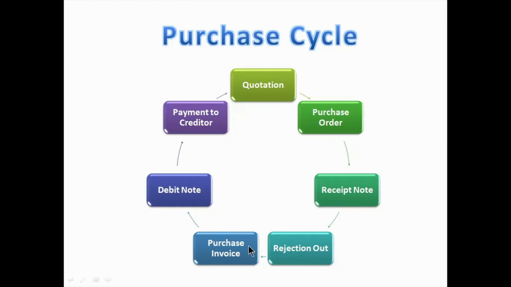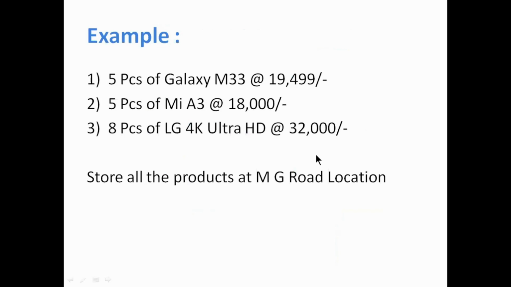Next, a purchase invoice is issued for the goods actually purchased. If after the invoice any goods are rejected, a debit note is issued. And lastly, we pay to the creditor. This is known as the purchase cycle or purchase order processing.